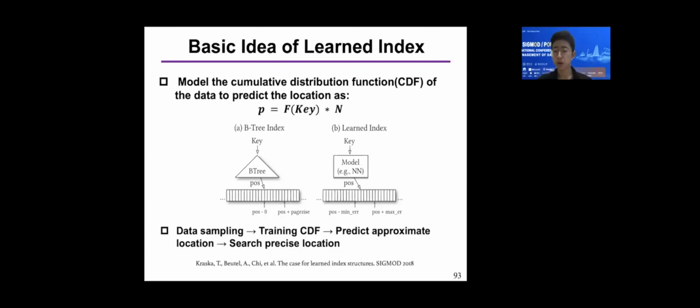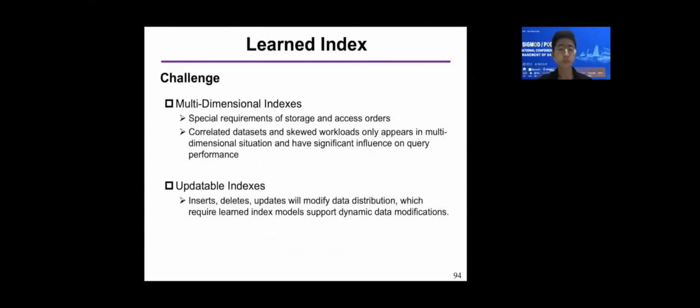Based on this observation, Kraska has proposed a recursive model index, which uses a learning model to estimate the page ID of a key, and this method outperforms the B+ tree under the in-memory environment for relatively small data size. However, they cannot support data updates, and it doesn't show effectiveness for secondary indexes.